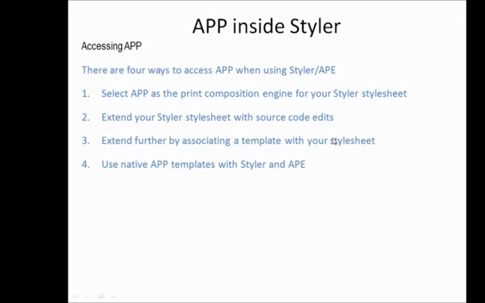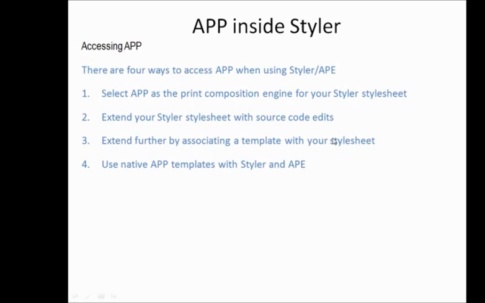You can extend your APP Styler style sheet with source code edits, as we saw in the demonstration, where you can manipulate at a code level with additional codes and conditions and instructions a particular tag or a particular component of the style sheet to make it do what you wish if it's not available from a drop-down, for example. You can extend further the functionality.